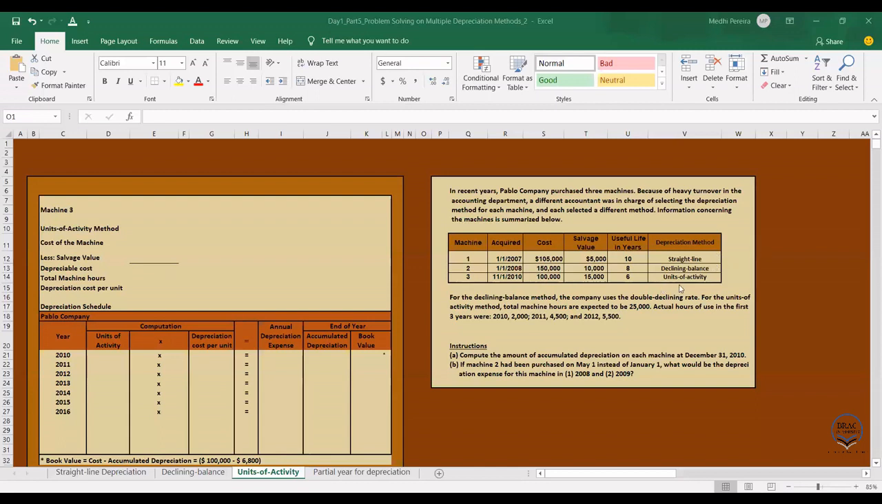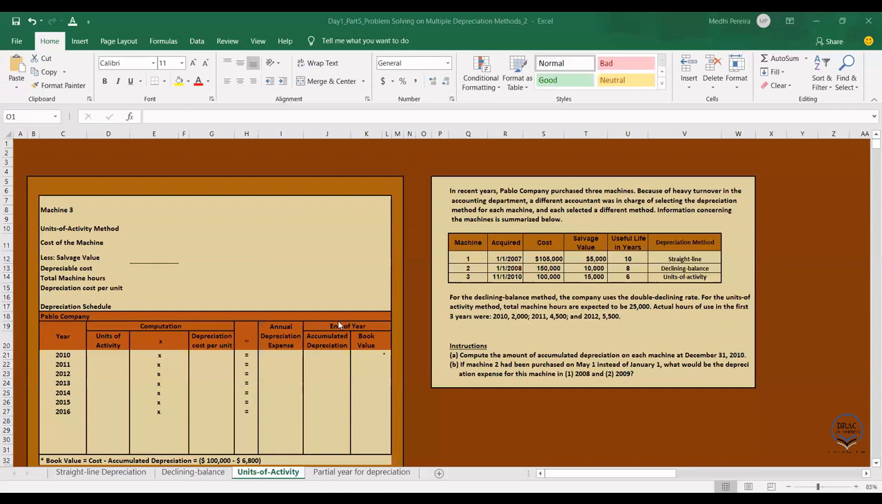However, since we are now doing the problem for the units of activity method, and it is clearly written that the actual hours of use for 2010 was 2,000 hours, we don't need to do the fractional year here. So we can straight away use these 2,000 units in order to calculate the depreciation. So now let us start the problem.